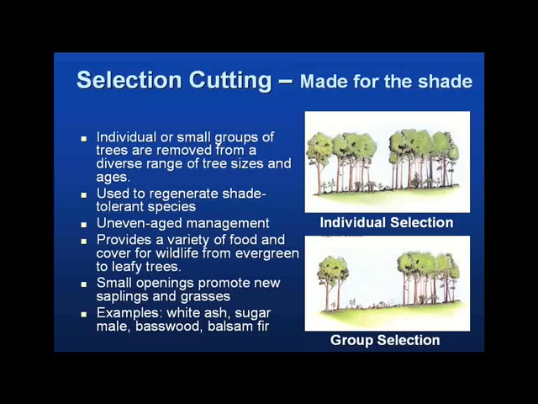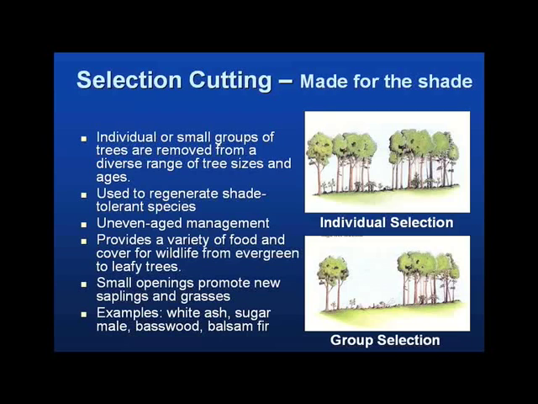Selection cutting is the next one I was going to mention, and that is when you simply go in and remove an individual tree or small groups of trees. This is used to regenerate shade-tolerant species, so they don't need to utilize the sun, but this is a form of uneven age management because you're leaving trees at different ages, and you might do this selection or group selection.